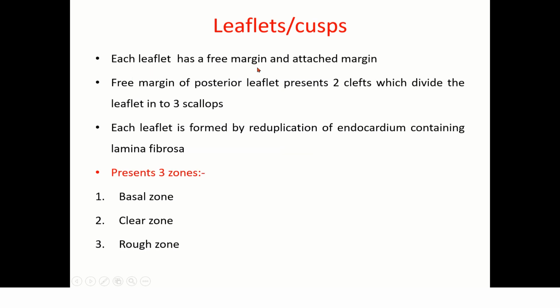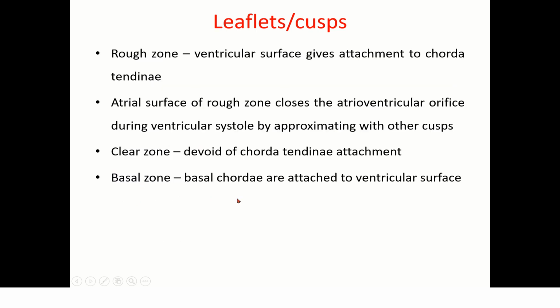So each leaflet has a free margin and an attached margin. The free margin of the posterior leaflet presents two clefts which divide the leaflet into three scallops. Each leaflet is formed by reduplication of endocardium containing lamina fibrosa. So each leaflet presents three zones: basal zone, clear zone, and rough zone.